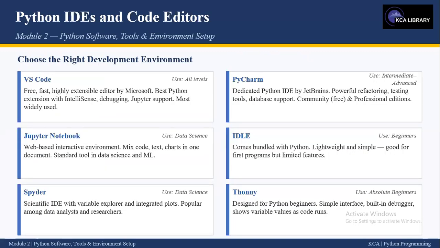Python IDEs and code editors. Choosing the right development environment. Selecting the right tool depends on your goals. Visual Studio Code is a highly recommended, versatile editor used by developers at all levels. For intermediate to advanced users, PyCharm offers deep professional features like testing tools and database support. If you are focused on data science, Jupyter Notebook is the industry standard for mixing code with visual charts. Beginners may also consider lighter tools like IDLE or Thonny, which help visualize how code runs in real time.